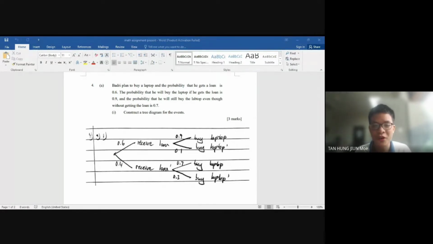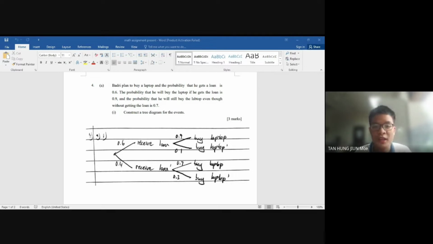Let's see question 4a. Bazri planned to buy a laptop and the probability that he gets a loan is 0.6. The probability that he will buy the laptop if he gets the loan is 0.9. And the probability that he will still buy the laptop even though without getting the loan is 0.7.